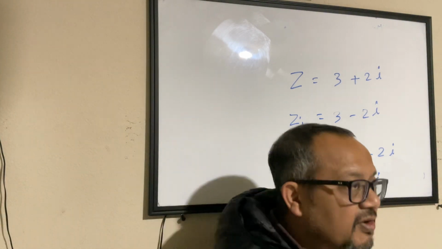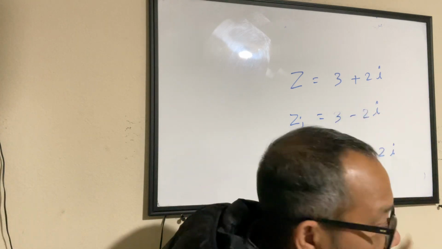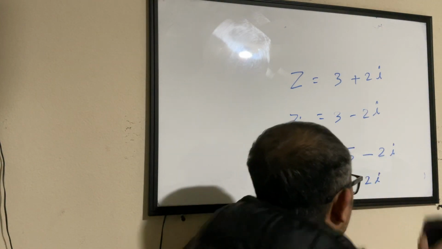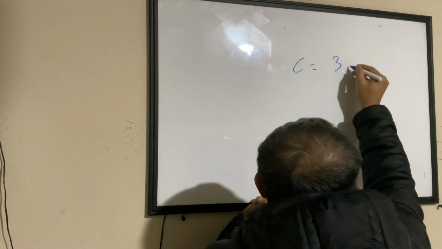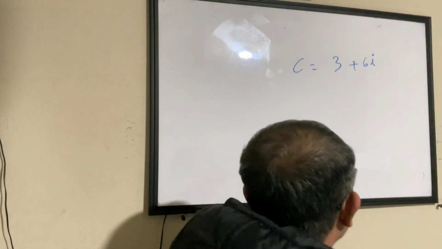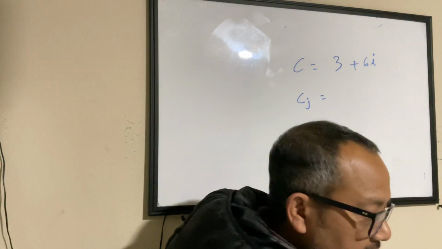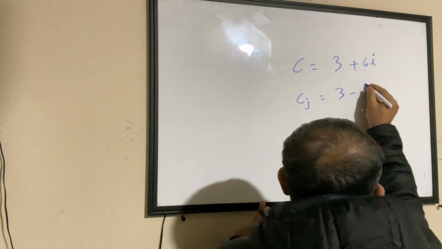Now you tell me, why do we need this? Because this actually helps us with a lot of calculation. So let's look at it this way. If I have a complex number as 3 plus 6i, what will be my conjugate of this number? 3 minus 6i.